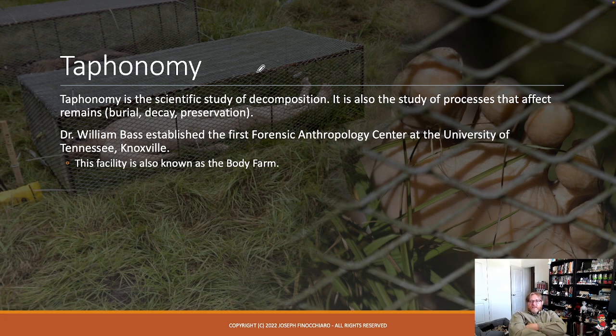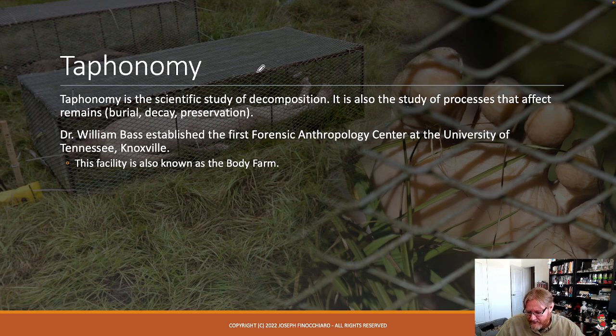So taphonomy is the scientific study of decomposition. It is also the study of processes that affect remains, burial, decay, and preservation. Dr. William Bass established the first forensic anthropology center at the University of Tennessee, Knoxville. This facility is known as the Body Farm. These days, more people are familiar with the Body Farm than others.